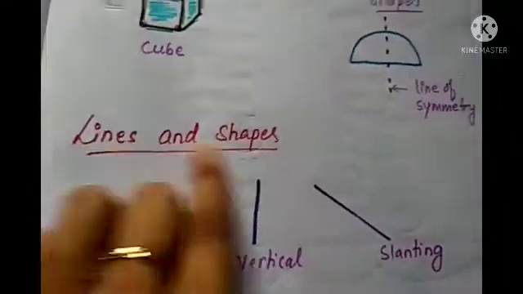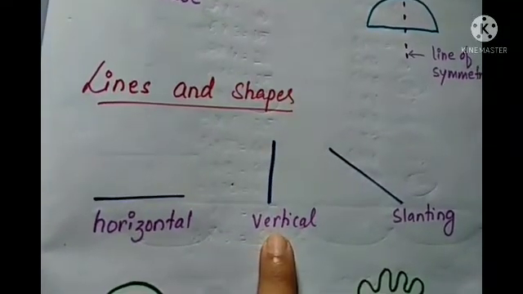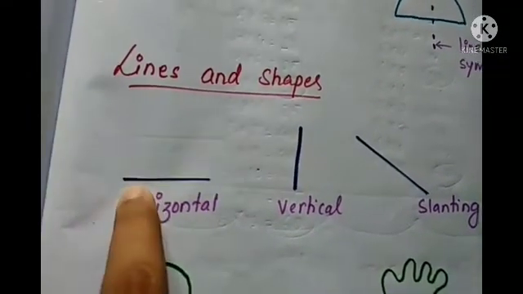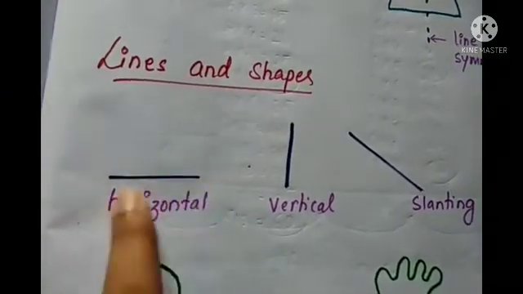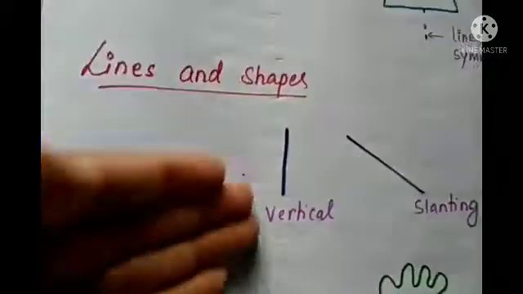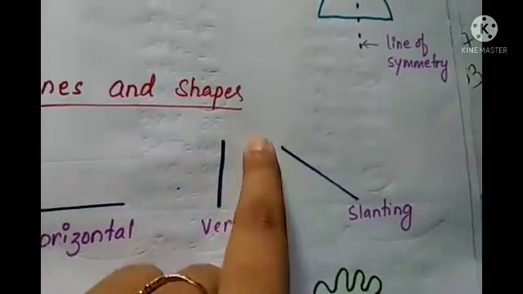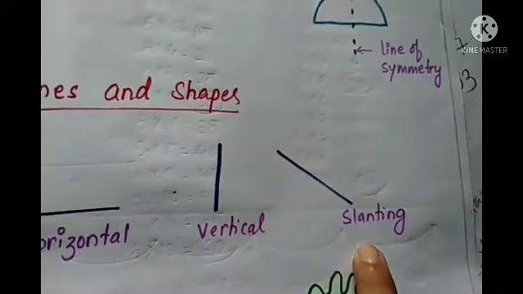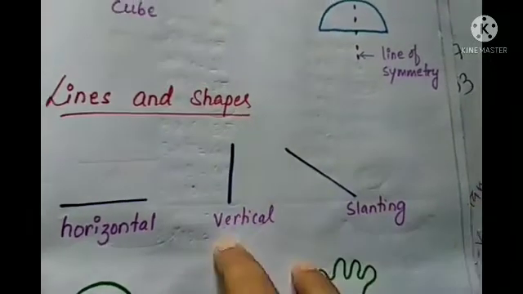Now, when I'm talking about the line of symmetry, I told you about horizontal and vertical lines, right? What are these? Horizontal line means this line, where we draw this type of line. This is called a horizontal line, and vertical means upright, straight one. So that is called vertical. And also you can see this one, okay? They are called slanting lines. So these three types of lines you should know about.